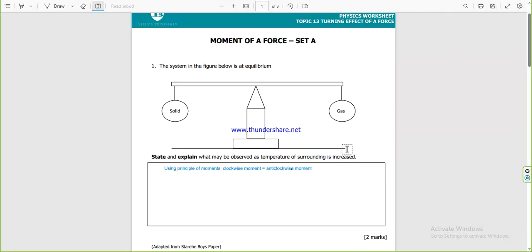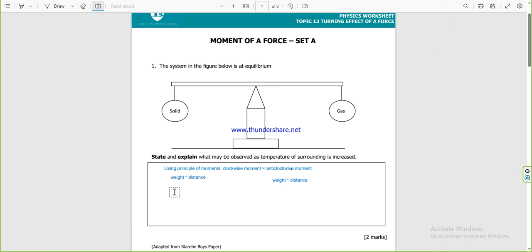Using the principle of moments, the clockwise moment due to the gas will be equal to the anticlockwise moment due to the solid. The moment is calculated by multiplying the force by the distance from the pivot. In this case, the weight of the solid times the distance from the pivot, and also the weight of the gas times the distance from the pivot.